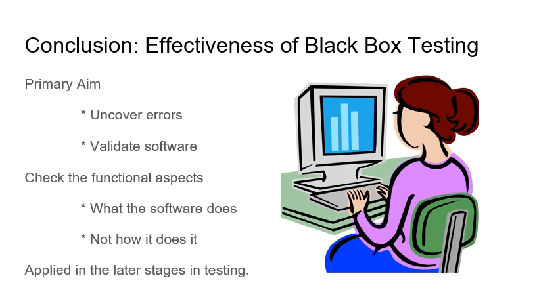Let's start with the effectiveness of it. The primary aim of black box testing is to uncover errors and validate the software. Also, you can check the functional aspects, what the software does, not how it does it. And this is usually applied later in the stages of testing. This concludes our project on black box testing.